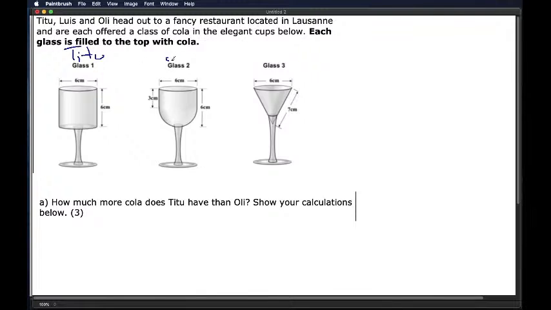Glass 2 is Ollie's, and glass 3 was Lewis's. So the first question was, how much more cola does T2 have than Ollie? You have to find out, if I fill this up to the rim with cola, this whole thing, that's volume. So you need to figure out how much volume is in this cup here, and it's a cylinder. The volume formula for the cylinder is pi r squared times height.